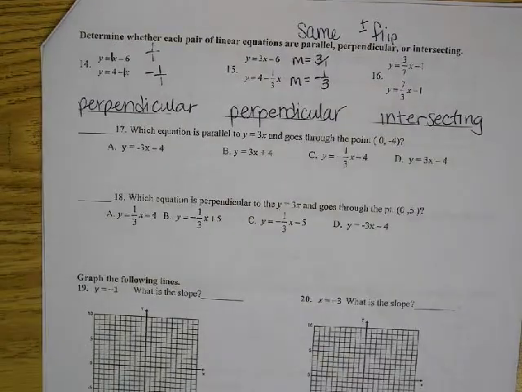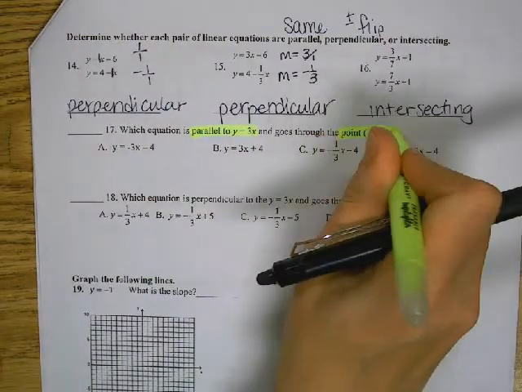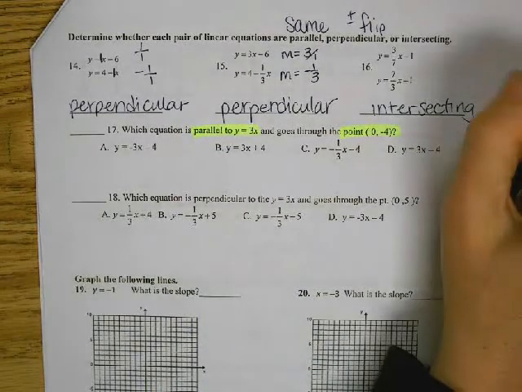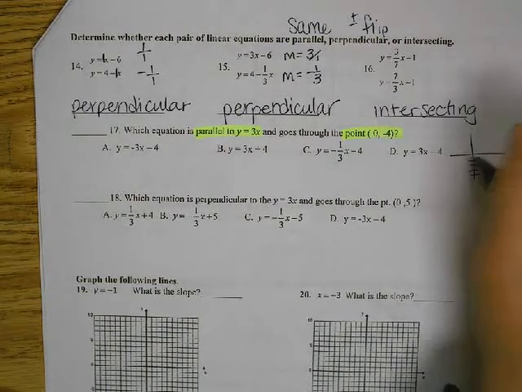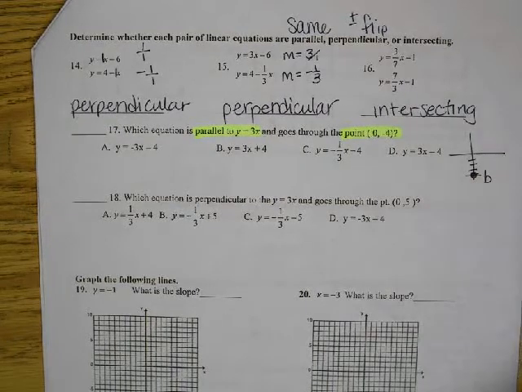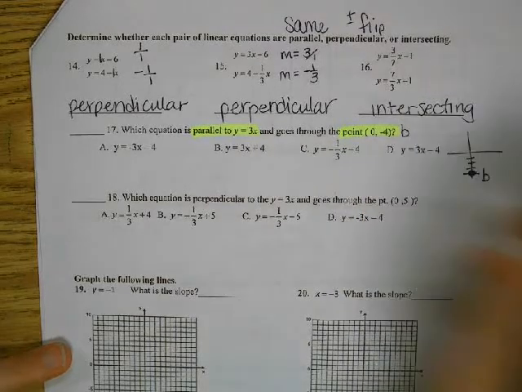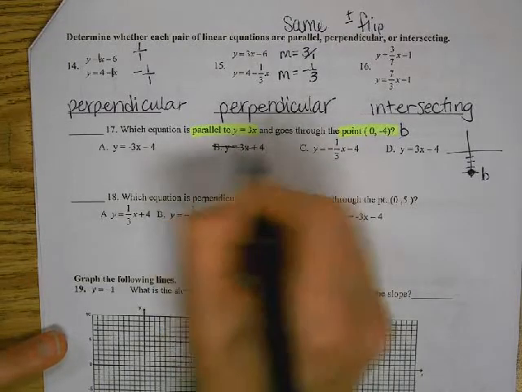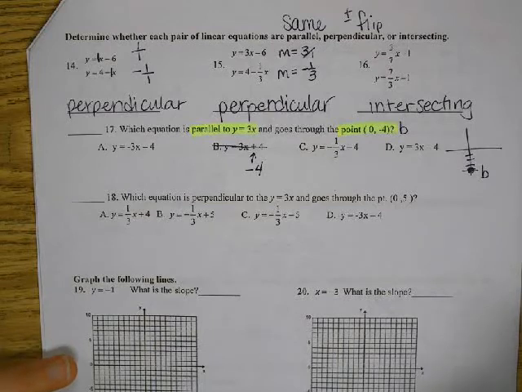On number 17 and 18, they're asking you to write an equation that's parallel to 3x and goes through the point 0, negative 4. Guys, if I have 0 in the x place, where is that on my graph? Well, that means I move left and right nothing, and I'm going to move down 4. That's going to be my b, that's my y-intercept. Does that make sense? So 0, negative 4 is my b. That's the thing that I add or subtract on at the end. So I can cross off answer choice B because it does not have the right y-intercept. It's supposed to be negative 4.